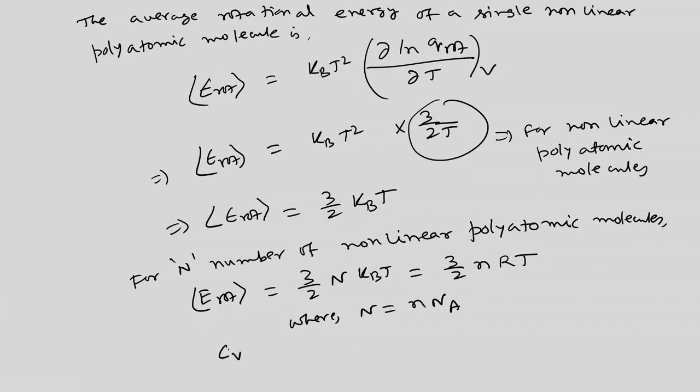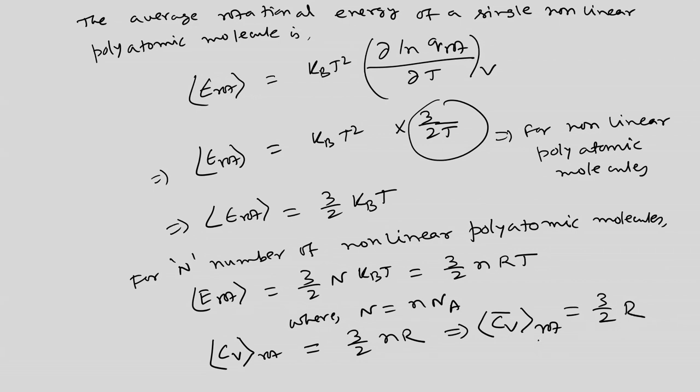Okay, and so the value of C_V for rotational degrees of freedom is 3 by 2 n R. Okay. And per mole, we get 3 by 2 R when n equals 1. Okay. So, for non-linear polyatomic molecules, there are 3 rotational degrees of freedom and each contributes 1 by 2 R to the value of C_V. Thank you.